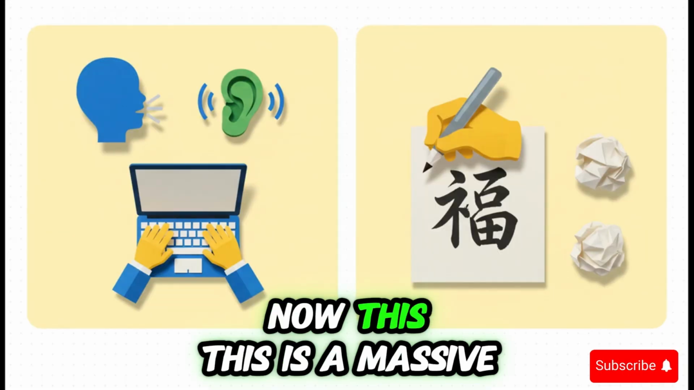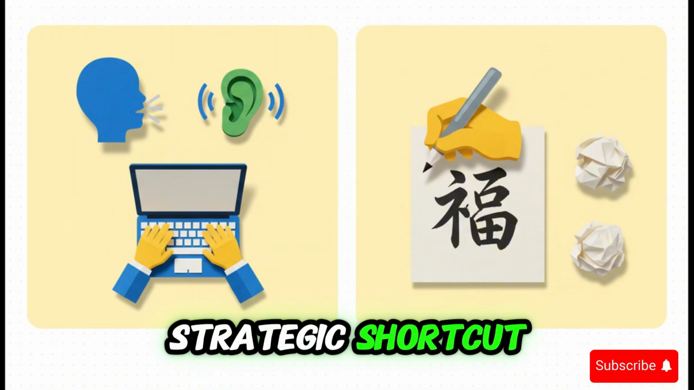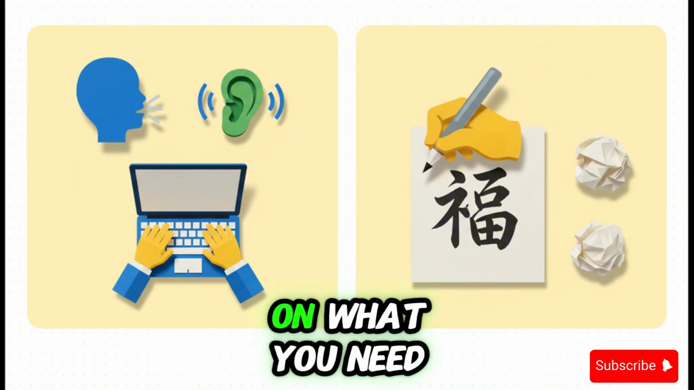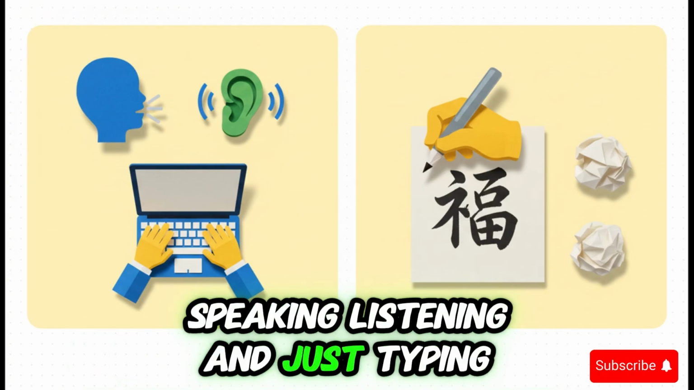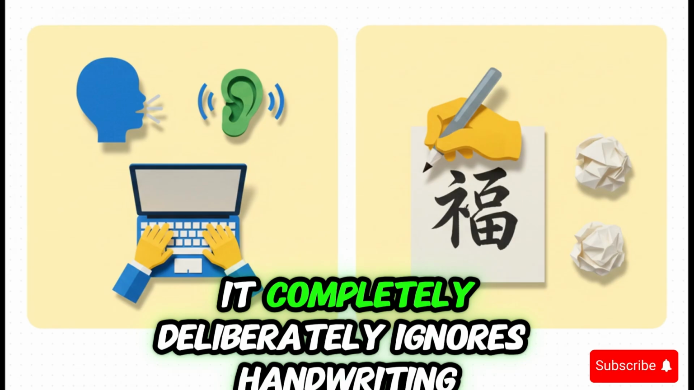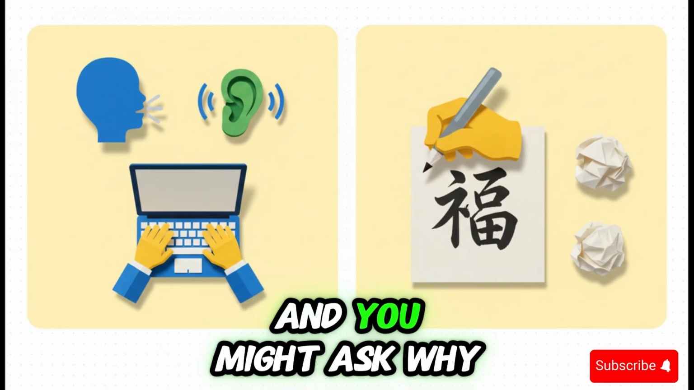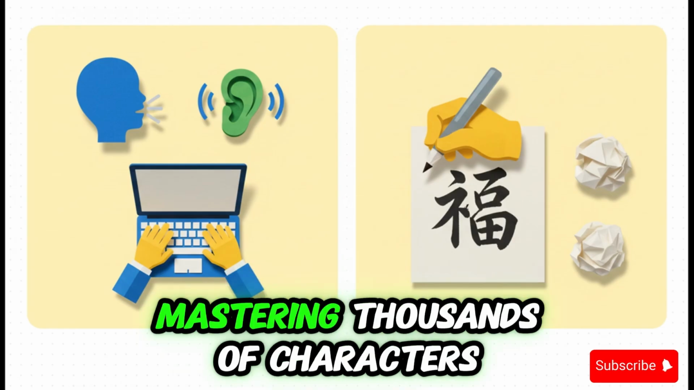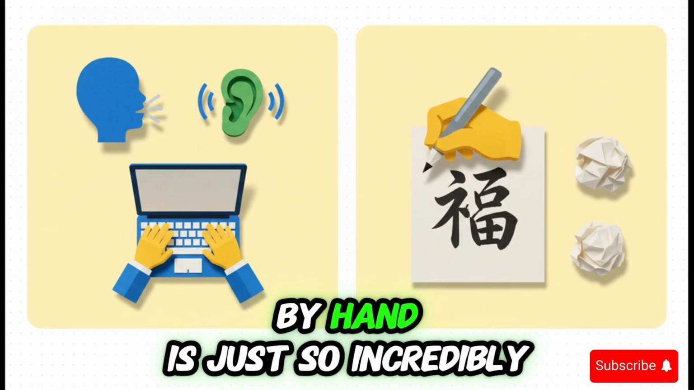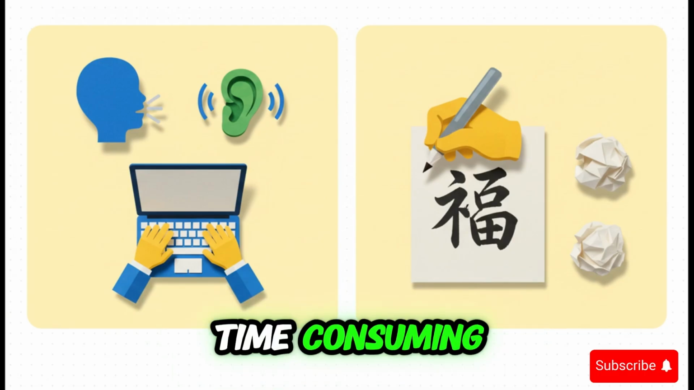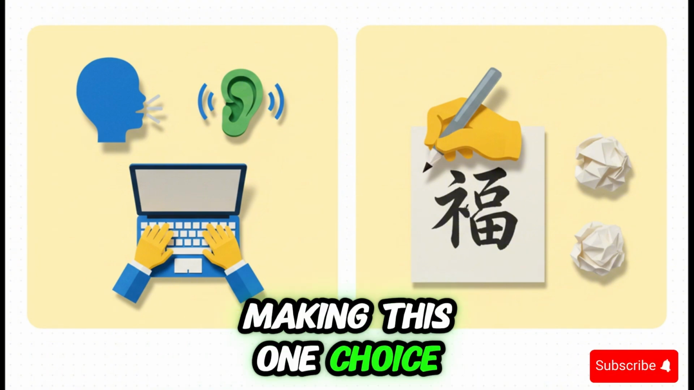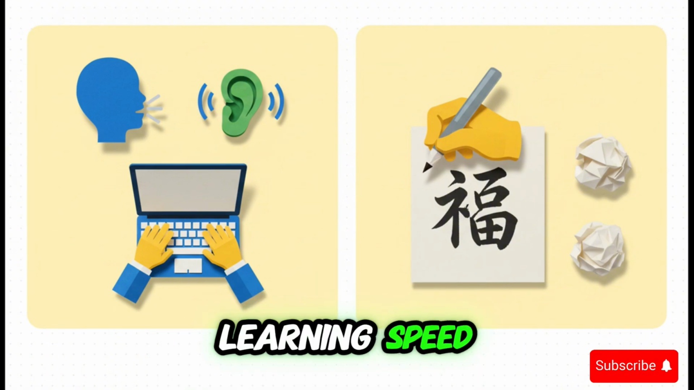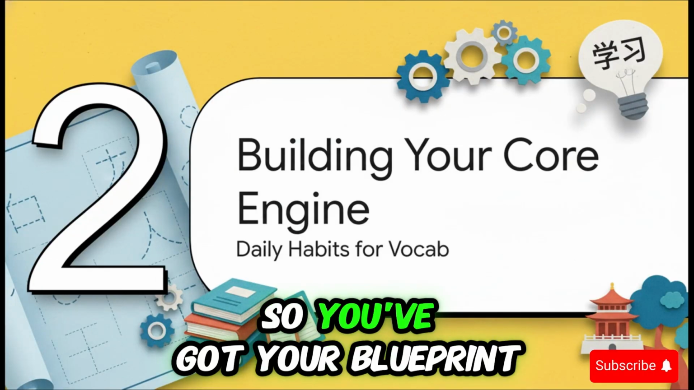Okay, now this is a massive strategic shortcut. The whole plan focuses only on what you need for modern communication. We're talking speaking, listening, and just typing with pinyin. It completely, deliberately ignores handwriting. And you might ask why? Well, think about it. Mastering thousands of characters by hand is just so incredibly time-consuming, and for most of us, it's just not necessary in our digital world. Making this one choice, this can literally double your learning speed. No joke. All right, so you've got your blueprint.